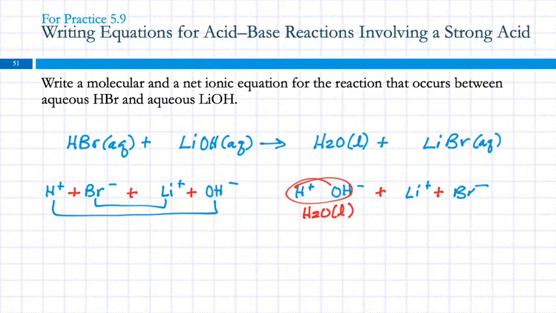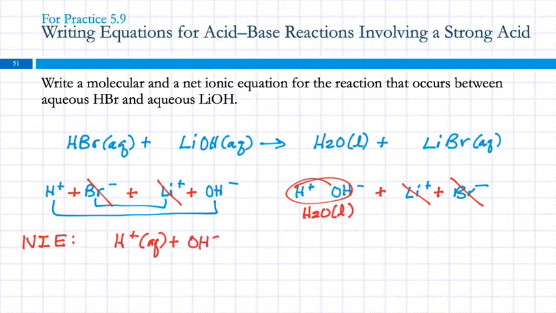Lithium and bromide. So I've got bromide over here and bromide over there. And I've got lithium on both sides. So the net ionic equation, which we sometimes call NIE, net ionic equation, is going to be H+ aqueous plus OH- aqueous to form H2O liquid.